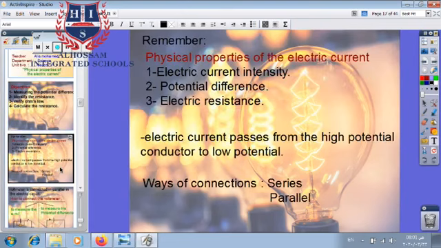First, let's remember together. Do you remember what are the physical properties of the electric current? Yes, we have the electric current intensity, potential difference, and electric resistance. We studied before the electric current intensity and the potential difference, but we didn't take how to measure the potential difference.